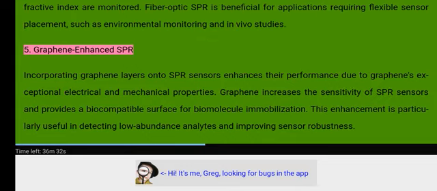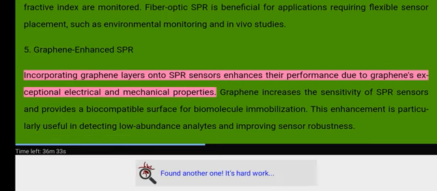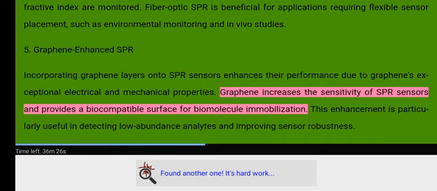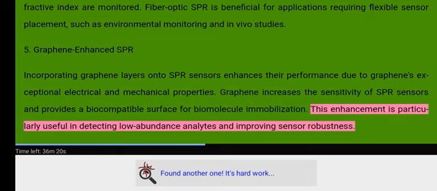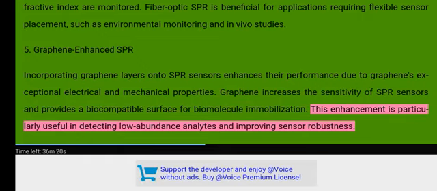5. Graphene enhanced SPR. Incorporating graphene layers onto SPR sensors enhances their performance due to graphene's exceptional electrical and mechanical properties. Graphene increases the sensitivity of SPR sensors and provides a biocompatible surface for biomolecule immobilization. This enhancement is particularly useful in detecting low abundance analytes and improving sensor robustness.